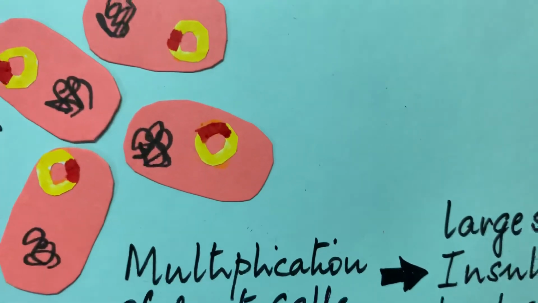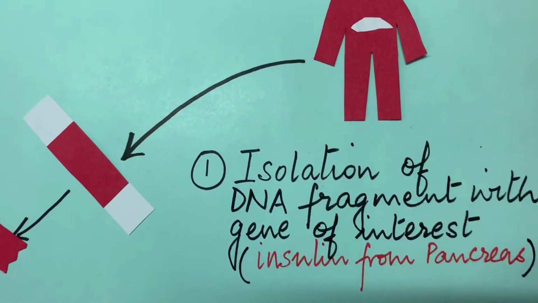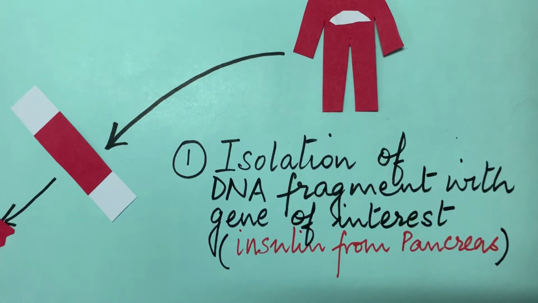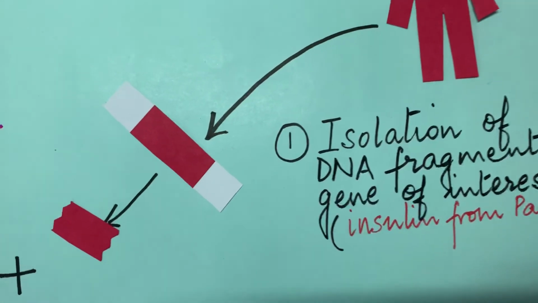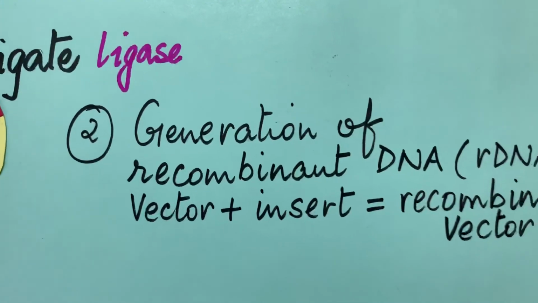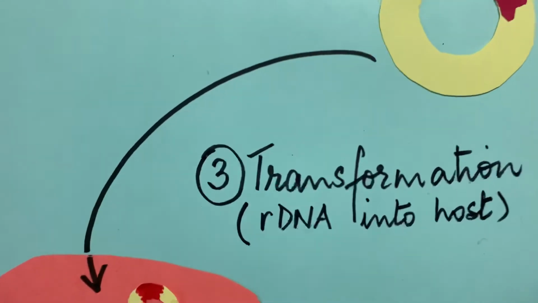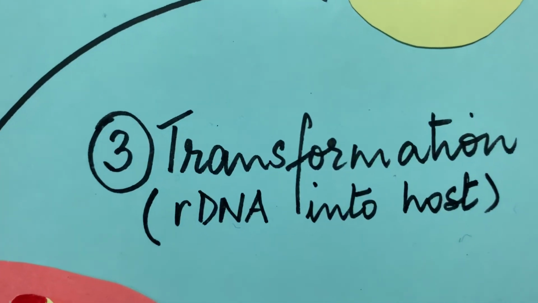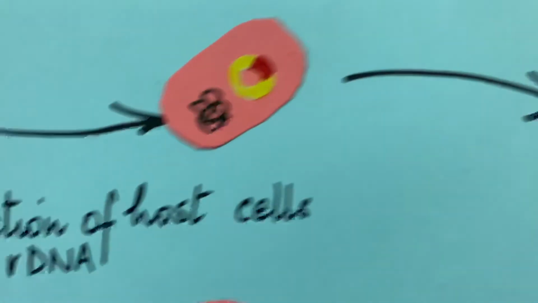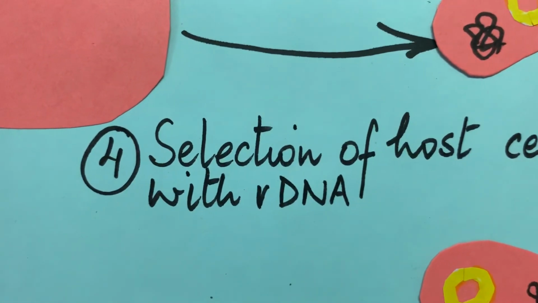So just to recap, what are the 4 basic steps? First is isolation of the DNA fragment with the gene of interest from the pancreas, if we are considering insulin. The second step would be generation of the recombinant DNA molecule. The third step would be transformation, that is, introduction of rDNA into the host cell. And the fourth one would be selection of host cells with rDNA by using certain selection methods.